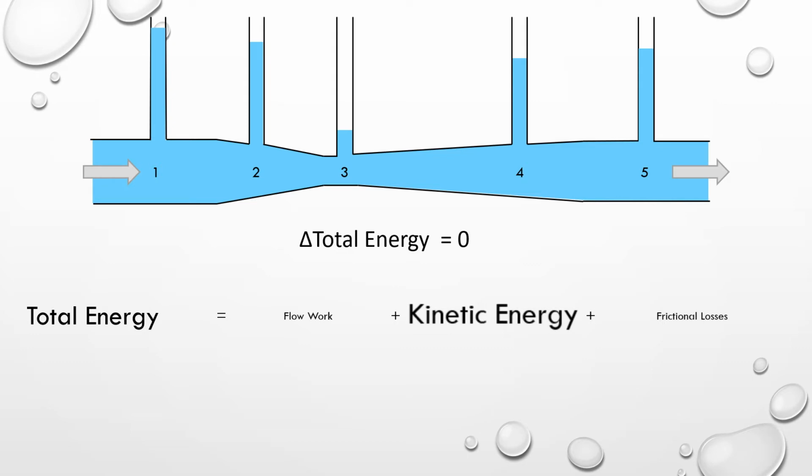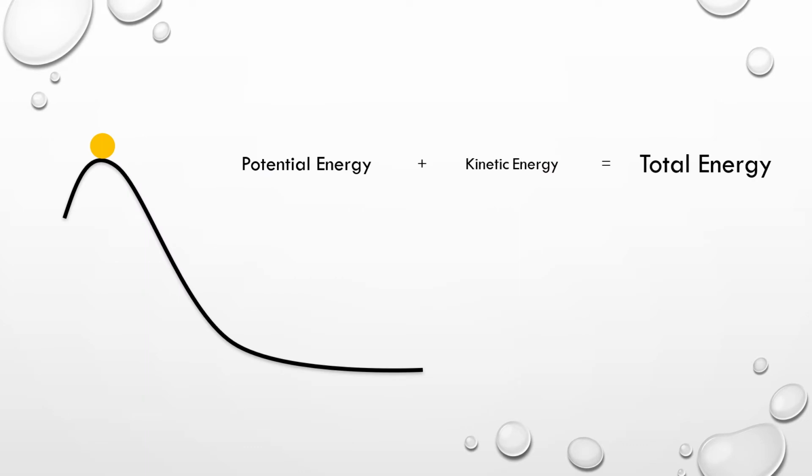One example of an energy transition is a ball rolling down a hill. At the top of the hill, when the ball is not moving, it has high potential energy due to its height, but no kinetic energy because its velocity is zero. As the ball accelerates and reaches the bottom of the hill, the potential energy is converted to kinetic energy.